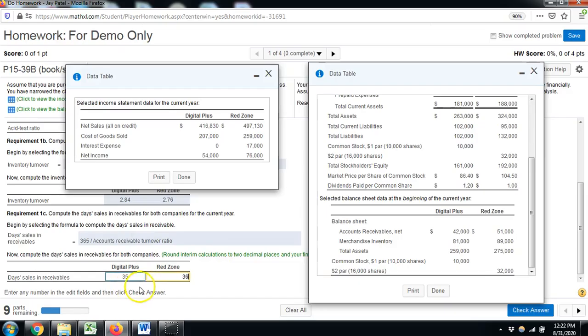So the lower the number, the better. That means you're able to turn over your accounts receivable to cash sooner. So in this case, Digital Plus is slightly ahead because it has one less day that it takes to convert AR to cash on average.